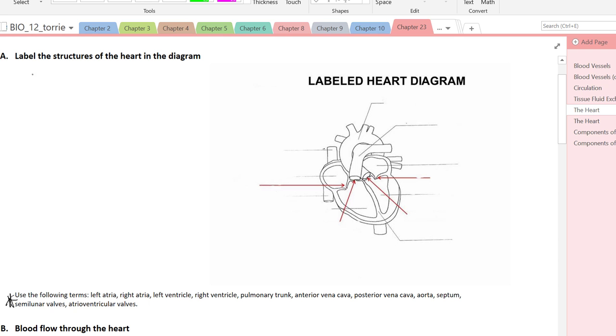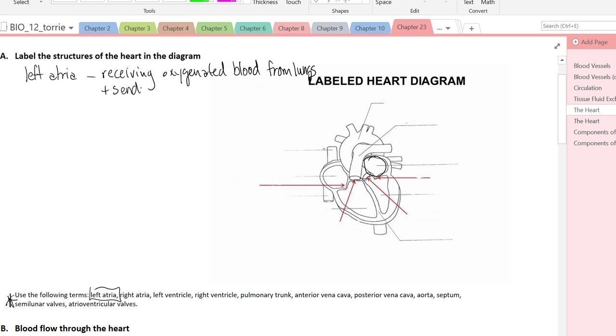So for example, let's say if I was starting with the left atria here, then you could put something like, the left atria is receiving oxygenated blood from the lungs and sending it to the left ventricle. Right, so you've got some sort of function as to what each structure in the heart is doing.